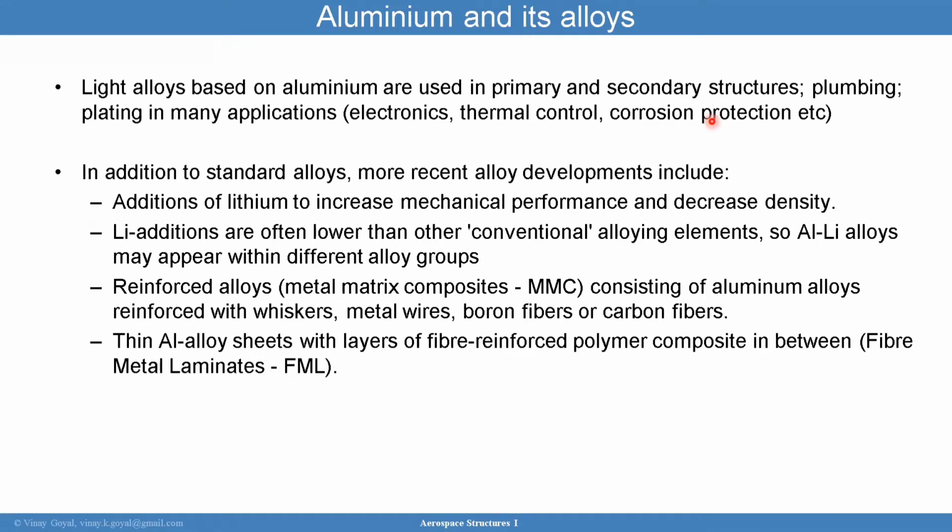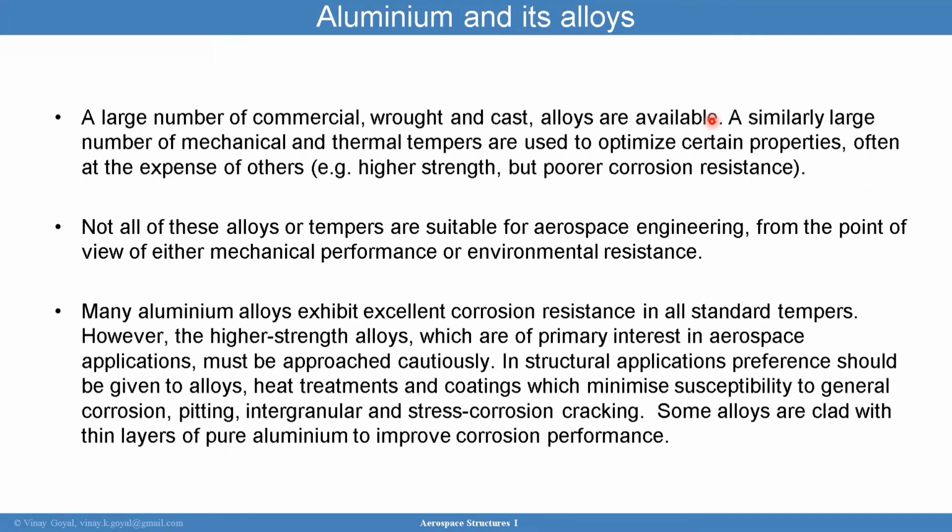within different alloy groups. Reinforced alloys have been used, and what I'm talking about there is metal matrix composites or hybrid composites. That means I'm interweaving or interlacing metals with carbon fiber composites. You also have the idea of thin aluminum alloy sheets with layers of fiber reinforced composites. And a large number of commercial applications use aluminum alloy.